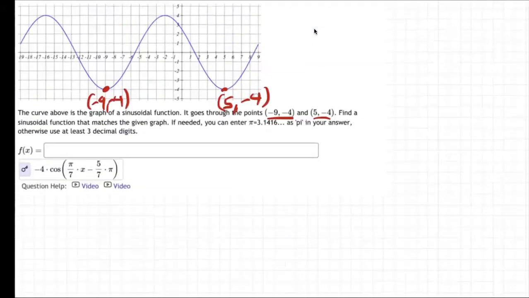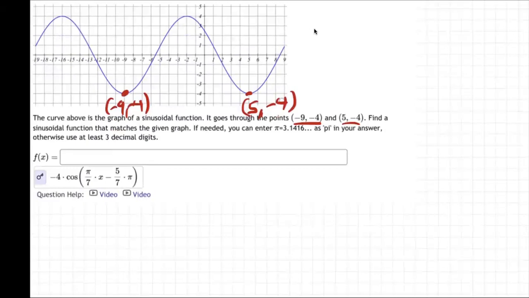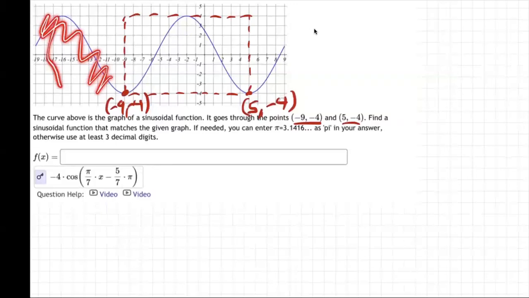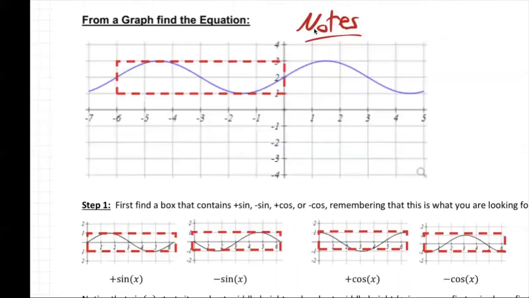Okay, let's go back and put a box right where they gave us the dots. So I'm going to go from right here to right there, right where they gave us those dots. There's our box. Now forget about all the rest, just focus right there. Do you know, is that a sine or cosine in that box? Which one is it? Well, if you're not sure, look at the notes.